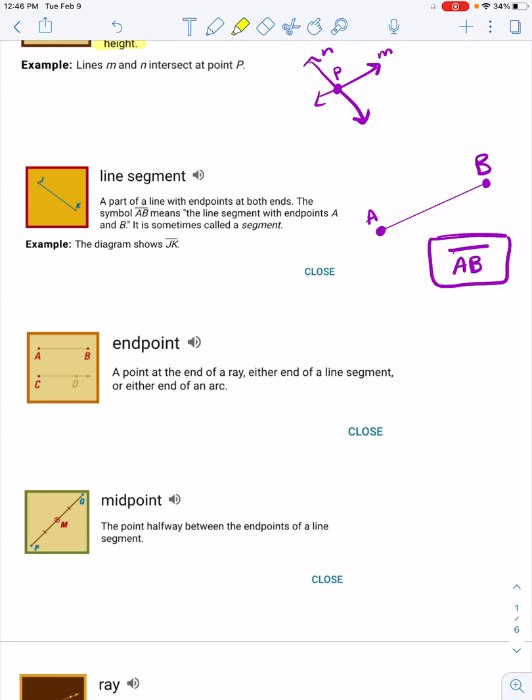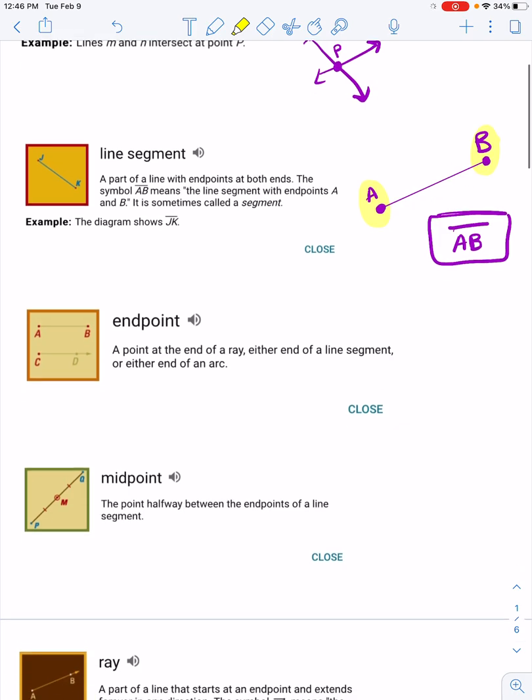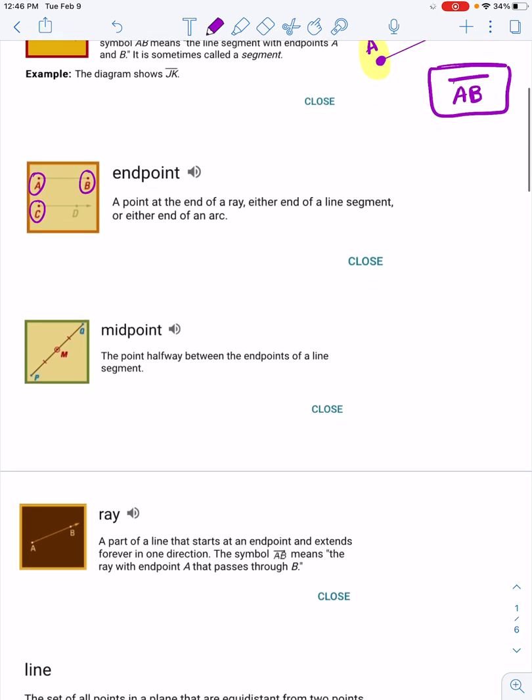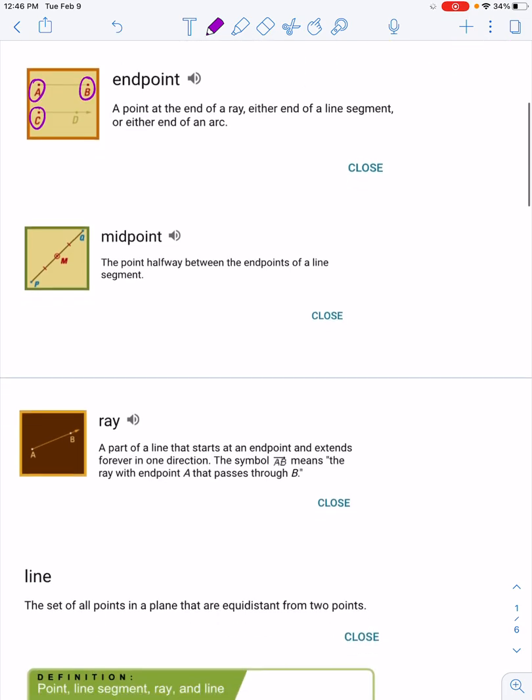Okay, so then this next one talks about an endpoint, which we just discussed. In the last example that I just showed you, this point A is an endpoint. This point B is an endpoint. It's a point at the end of a ray, the end of a line segment, or the end of an arc. We'll talk about a ray and a line segment today, okay? So the endpoint is just the actual points on the end. A, B, and there's an endpoint C there. Okay, so that's an endpoint.